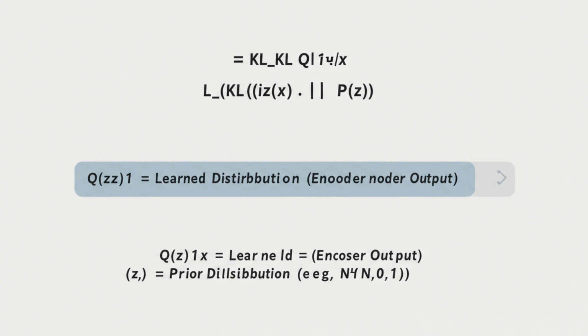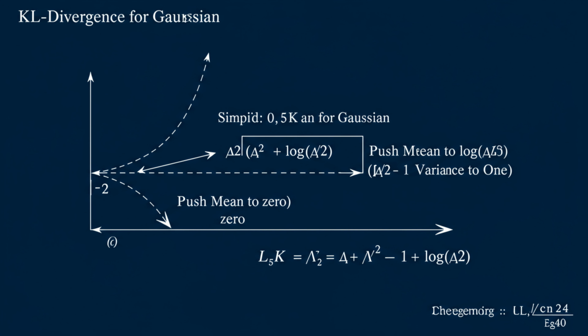In VAEs, we minimize the KL-divergence between the distribution learned by the encoder, Q of z given x, and our desired prior, P of z, typically N of 0, 1. For Gaussian distributions, the KL-divergence simplifies. It pushes the mean of the learned distribution towards 0 and its variance towards 1.